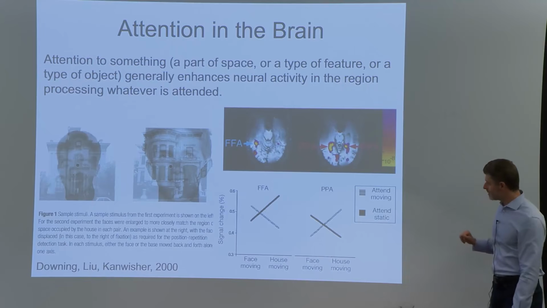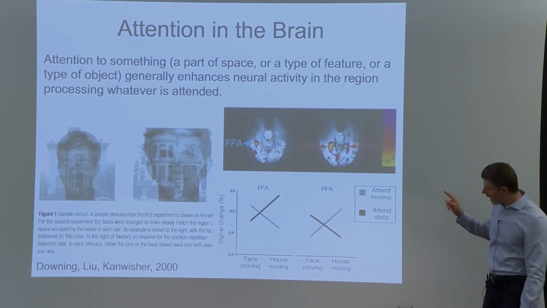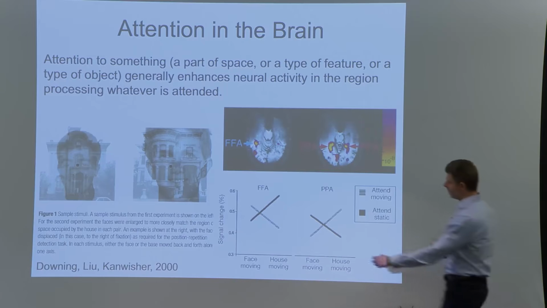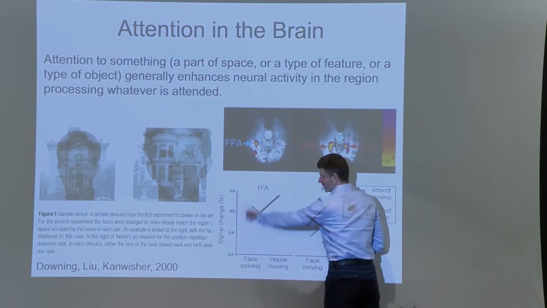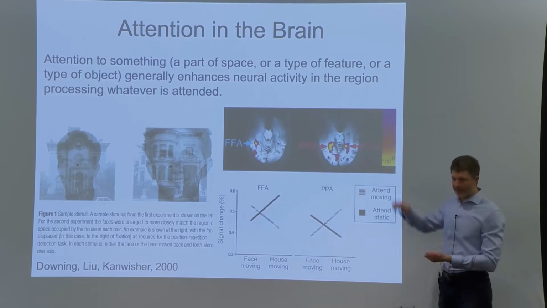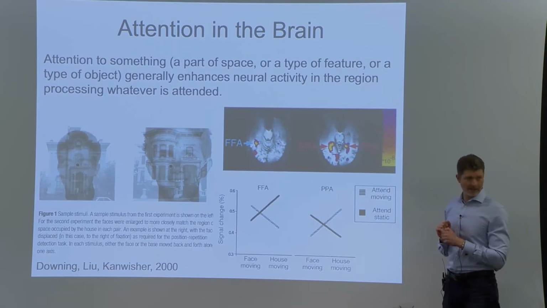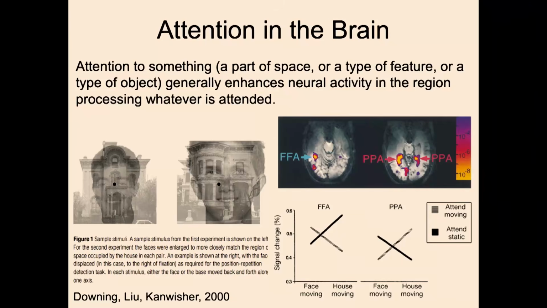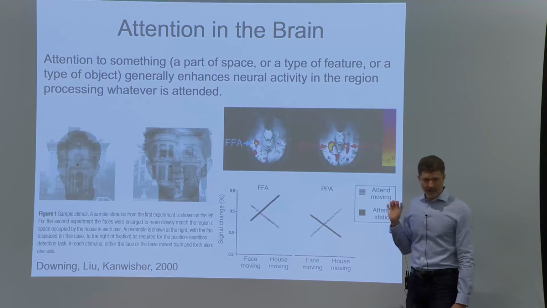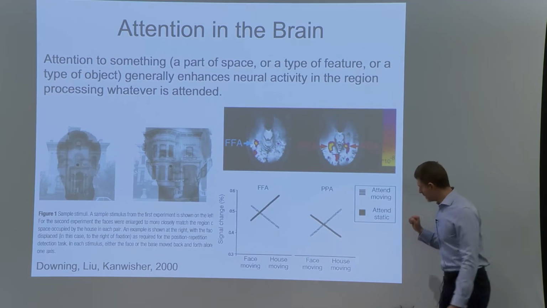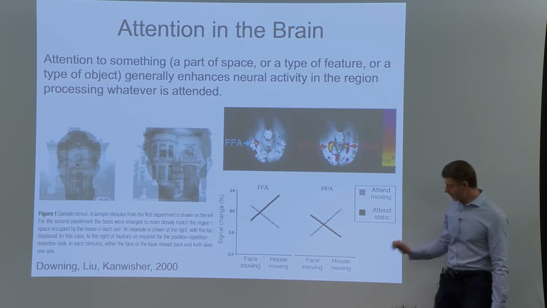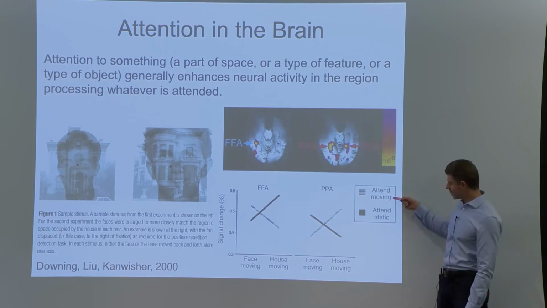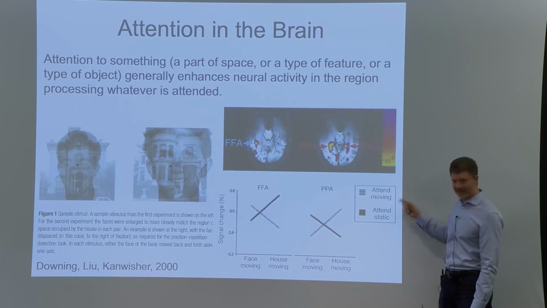Okay. What do these graphs show? They are plotting the responses to these stimuli in these two different brain regions, the FFA and the PPA. The y-axis here is percent signal change. So when it's higher, that means there's a larger brain response in that region. There's always both a face and a house on the screen, but people are attending to one of them. In the stimuli, either the face could be moving or the house could be moving. And the task was to pay attention to the moving thing or to attend to the static thing.